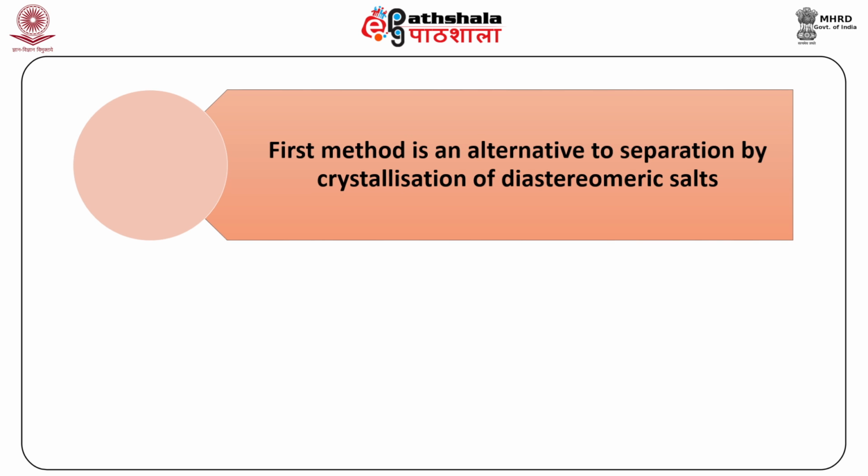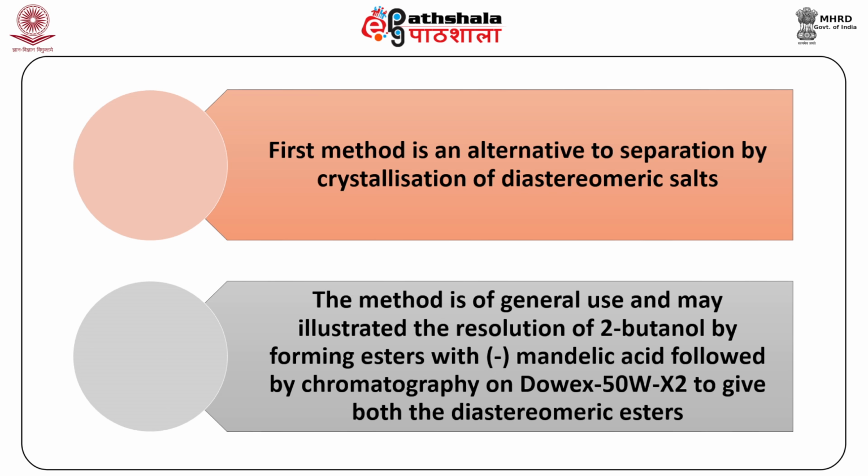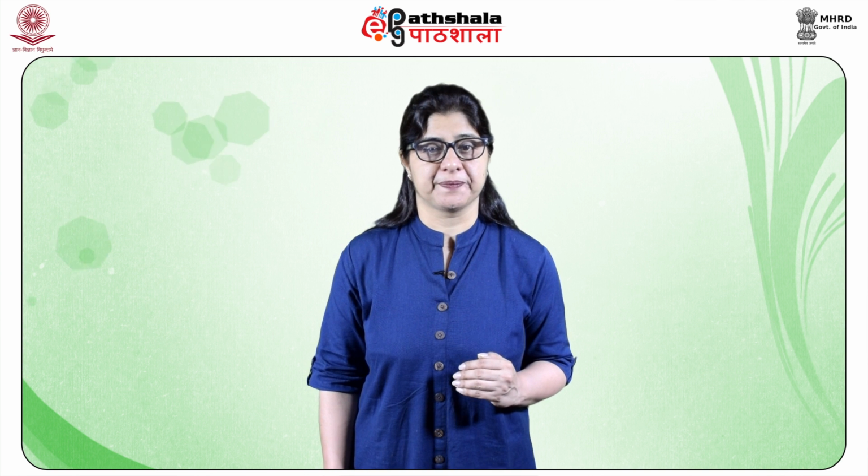The first method is an alternative to the separation by crystallization of diastereomeric salts. The method is of general use and may be illustrated by the resolution of 2-butanol by forming esters with mandelic acid, followed by chromatography on Dowex 50WX2 to give both the diastereomeric esters. The second method, namely use of a chiral stationary solid phase, is more interesting.